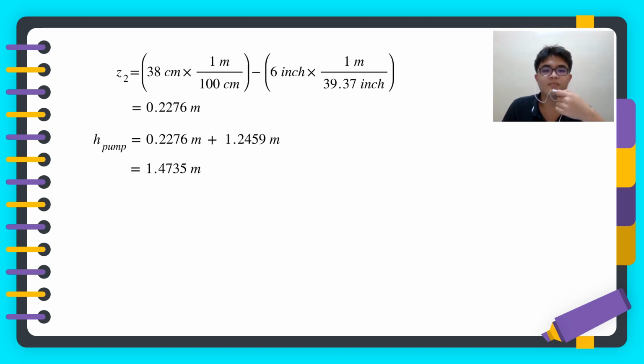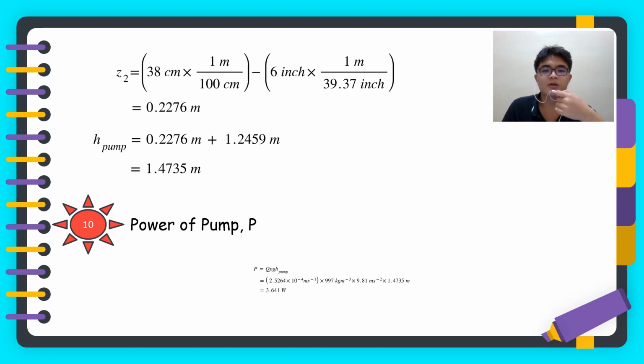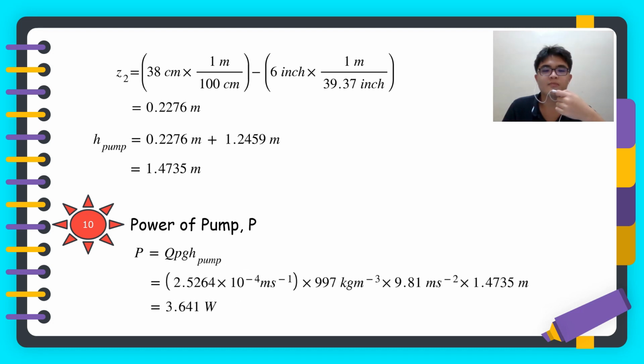Since we already have the head pump value, we can directly calculate the power of pump, and we apply it into a formula, and finally we get the power of pump to be 3.641 watt.